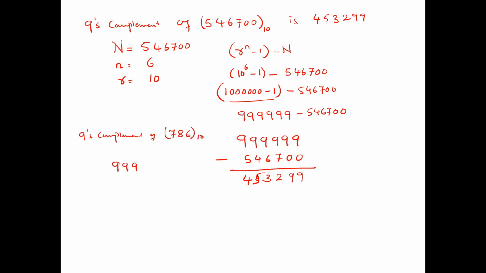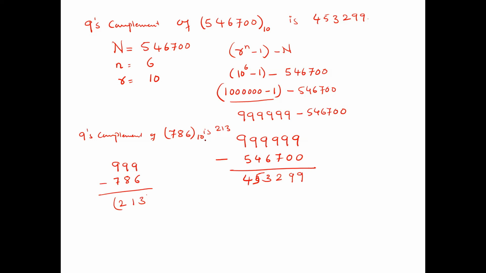So in short, we can say if you want to calculate the nines complement of any given number, subtract each digit of the given number from 9. So I'm going to subtract this 6 from 9, this 8 from 9, and this 7 from 9. So after subtracting, what answer will we get? 3, here 1, and here 2. So 213 is the nines complement of 786.